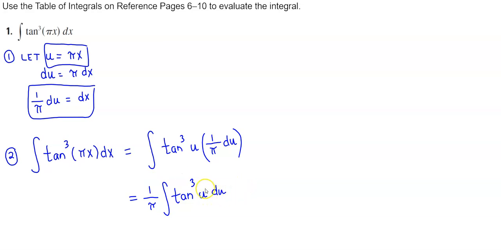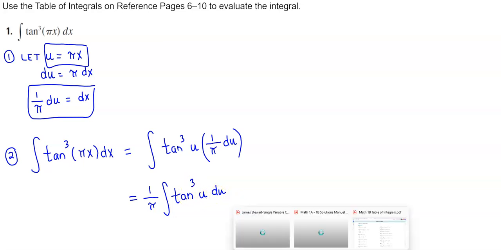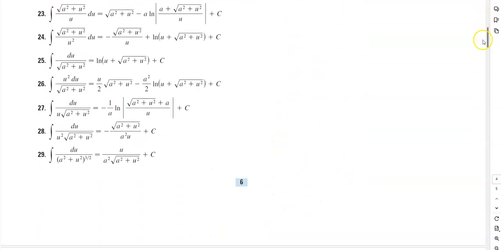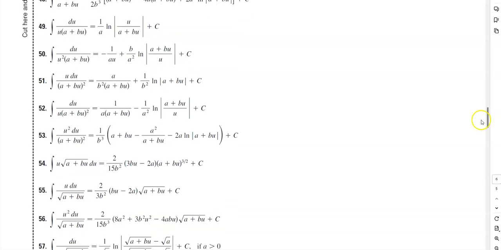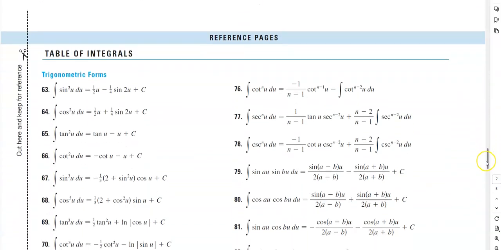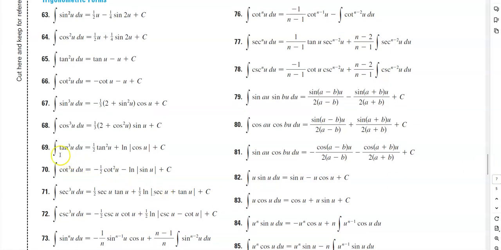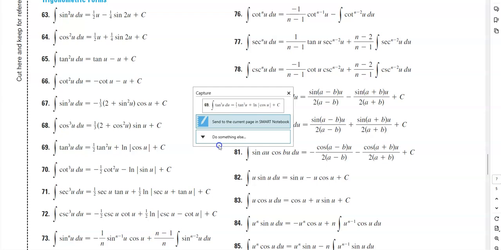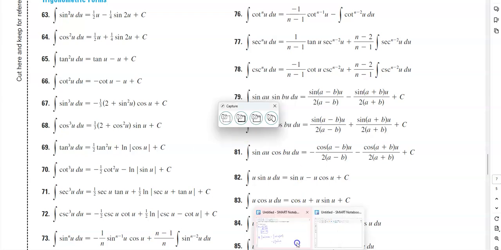Okay, so now we need to figure out, can we find this on our table of integrals? So is there an entry that represents this one right here? We're looking for tangent cubed u du. So if we come in here to our table of integrals, let's scroll down. Let's keep going. Take a look down here, and we end up seeing that tangent cubed u du is this one right here. That is number 69 on our table of integrals. So let's go ahead and copy that.